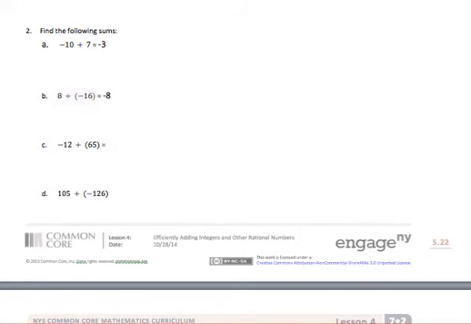Likewise, in question C, they have opposite signs, meaning that they are going in opposite directions on the number line. And we subtract 65 minus 12, which will give us 53. But in this case, the larger absolute value is a positive number, so our answer will be positive.